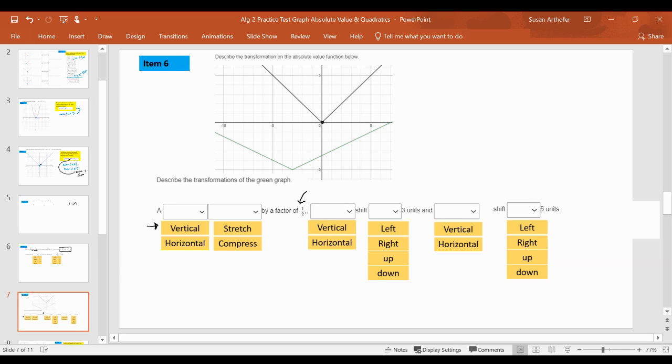So what happens from this parent graph? Remember how we filled in those 3 dots? What happens from the parent graph until it got moved to over here? All right.